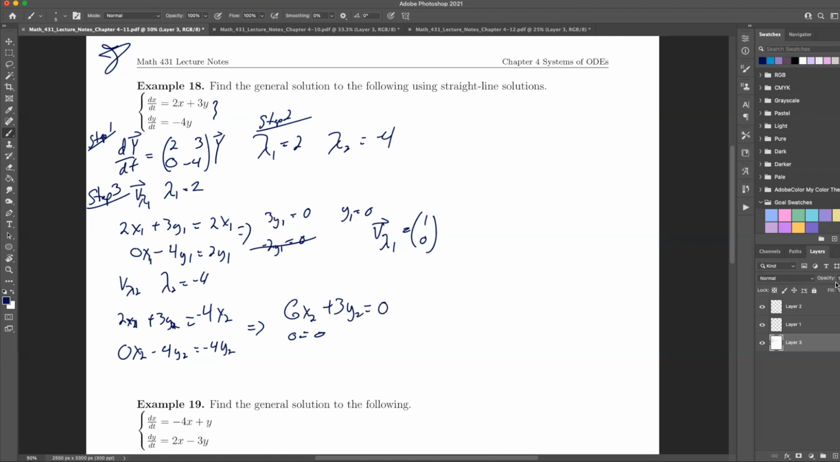Ta-da! So what happens here? What's the eigenvector here? Go ahead and write it out. I'll let you guys solve it from here. What's the eigenvector real quick?